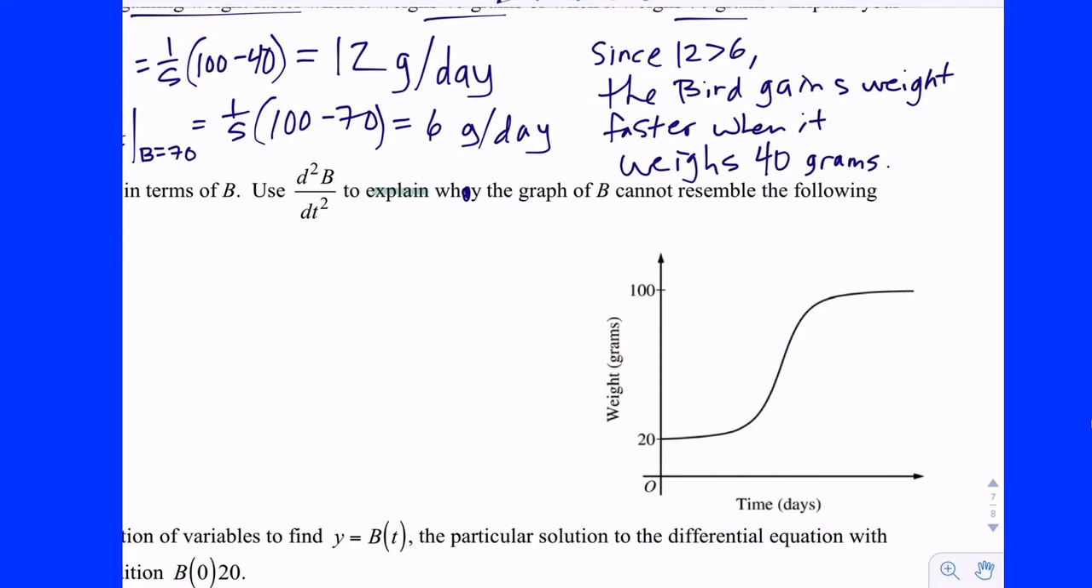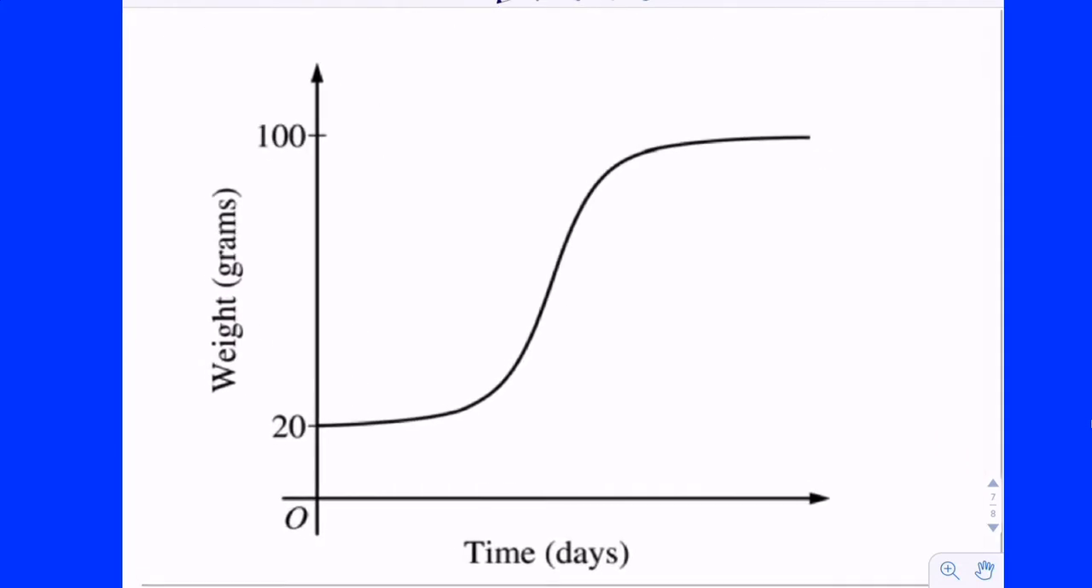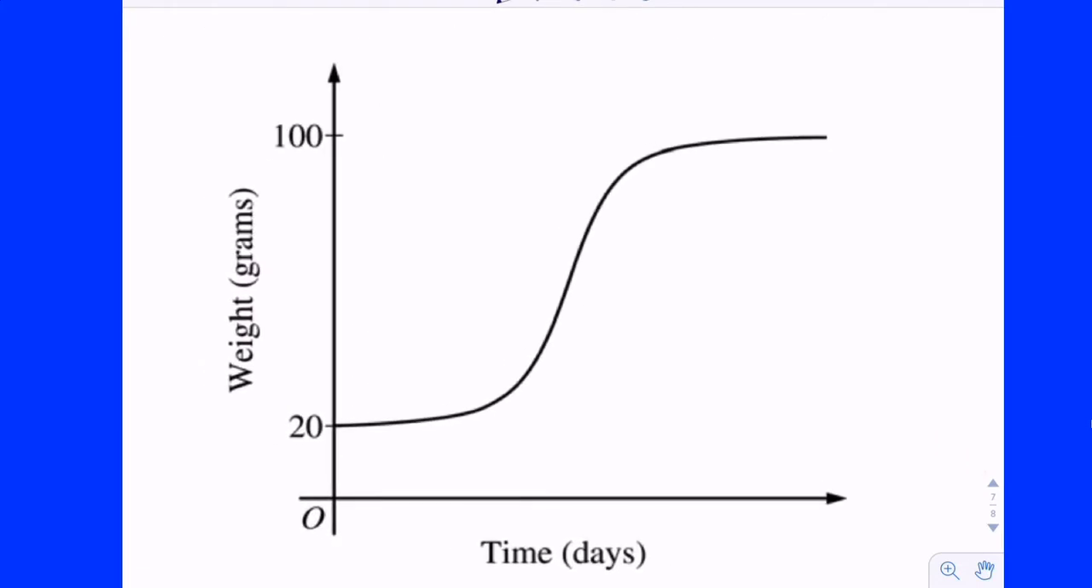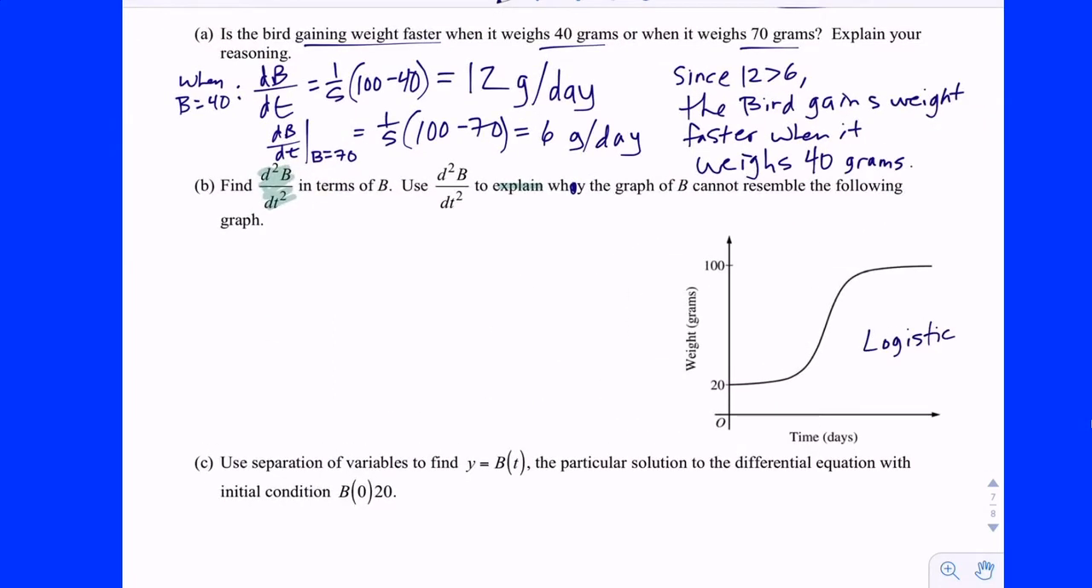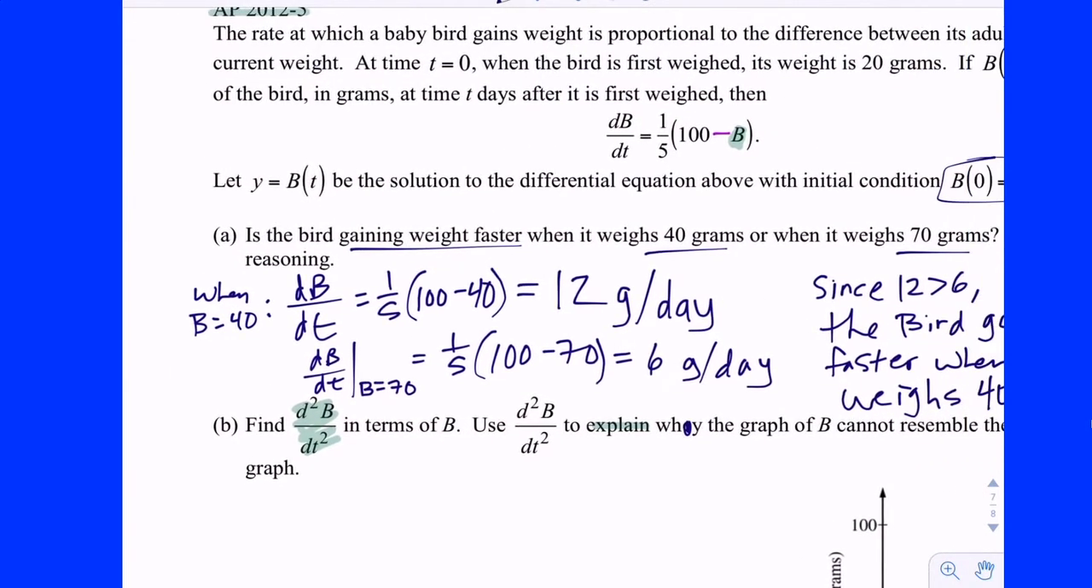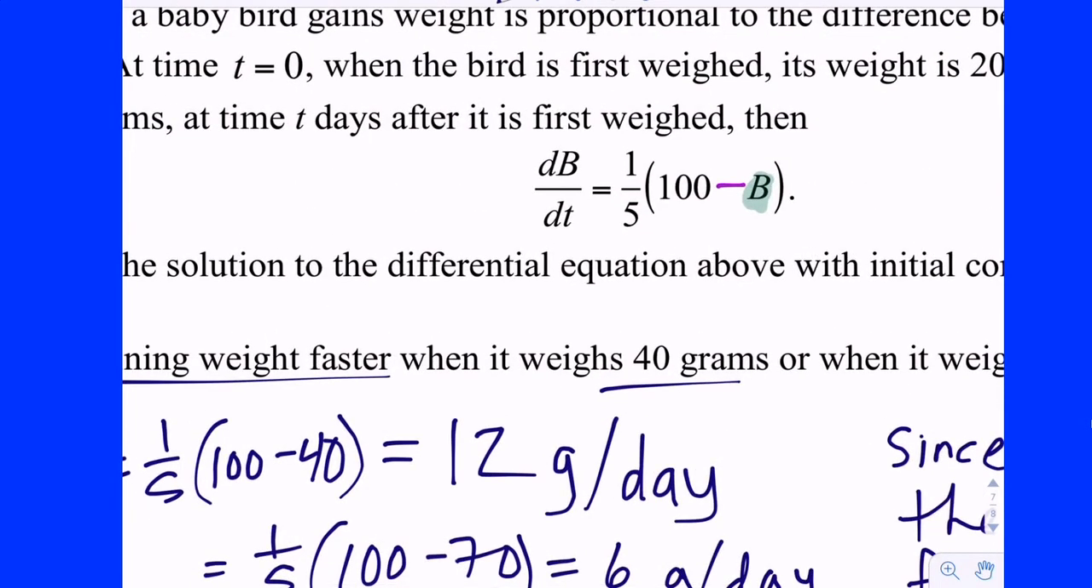Explain why the graph of b cannot resemble the following. This sure looks a whole lot like a curve that we'll study later again in the year. Logistic. Yeah, this looks like a logistic curve. It says it can't resemble that. We've got to see why, and apparently the second derivative is going to offer a clue. Well, first things first. If I have no idea how the second derivative is going to help me answer that question, at least I can find the second derivative, yeah?